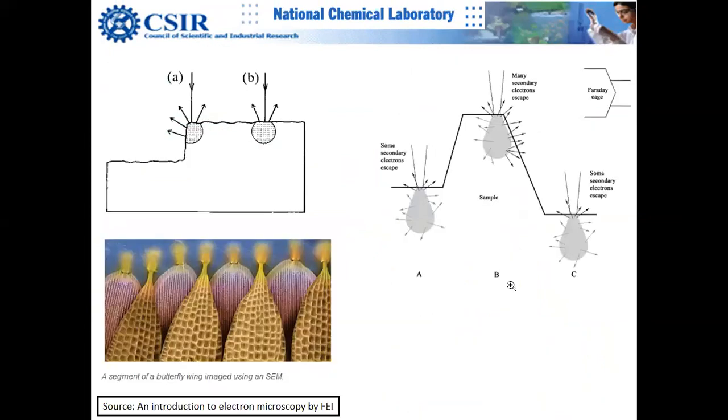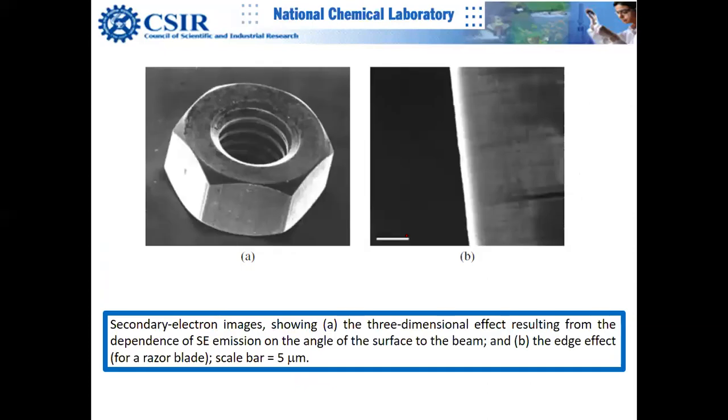So I carry plenty of beautiful slides here. You can see this is an image of a butterfly wing, and I hope this is clear already because we have already discussed it. Here is another beautiful slide. This is like a three-dimensional, lighting effect, but this is all fake, for the reason we have already discussed. And this is the edge effect, from the image of a razor blade.